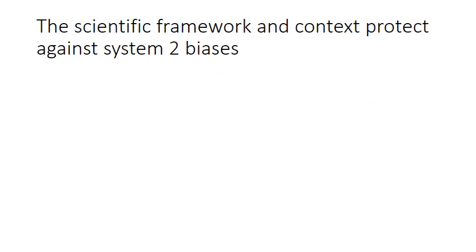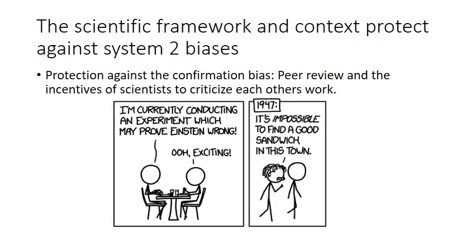And then, and we've already discussed this in the previous lecture, so I'll go quickly here. The scientific framework and context protect against these biases of system 2. First of all, the confirmation bias, and this is a part we've discussed. There's this context of open criticism which protects against the confirmation bias of individual scientists.